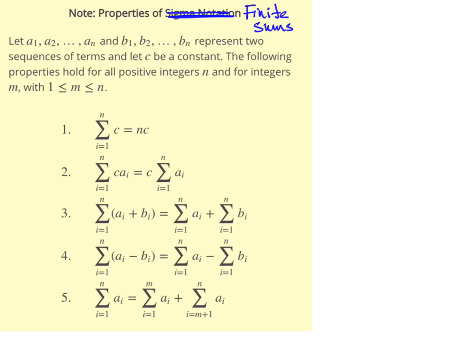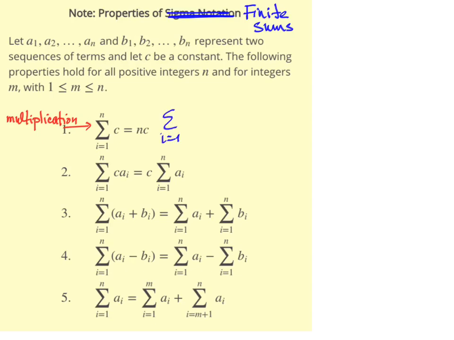So the first one, for example, says the sum as i goes from 1 to n of c is equal to n times c. Well, in this one, c is a constant. It clearly does not depend on i. So each term just has a c in it. So I'm going to write this out and explain why this is just the operation of multiplication.